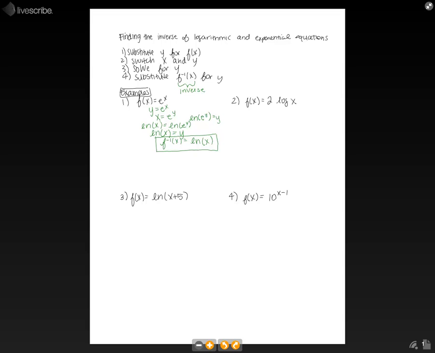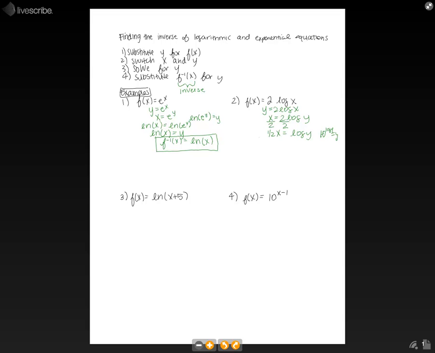So let's try f of x is equal to 2 times the log of x. First we substitute in our y, then we switch our x and y's, and we solve for y. We can first divide each side by 2 to get 1/2 x is equal to the log of y. In this case, we need to use the rule 10 to the log of y is y.